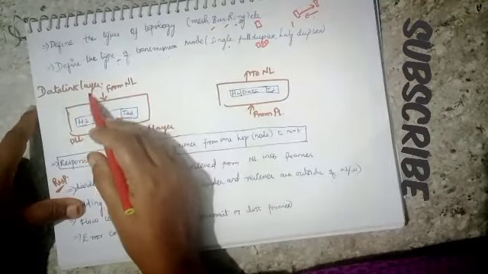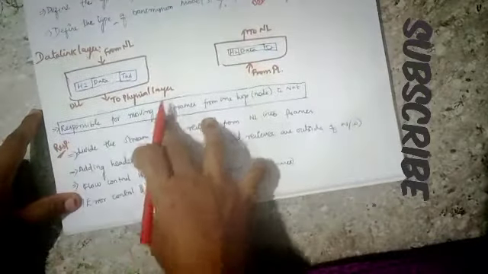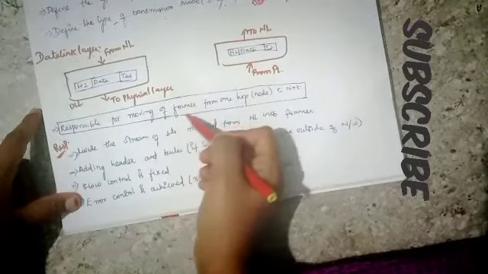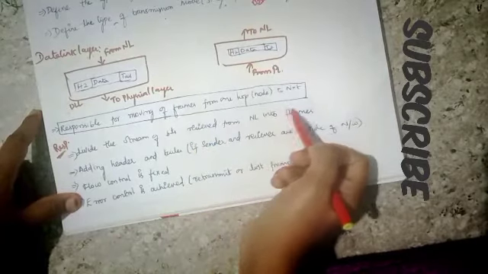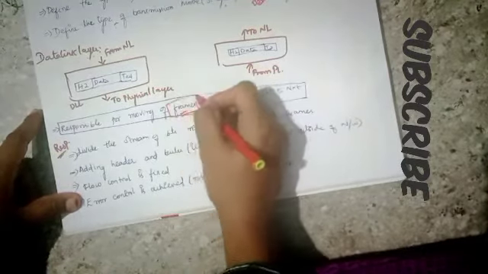And then data link layer. What is data link layer? It is responsible for moving frames from one hop to the next. Here the data unit is called a frame.